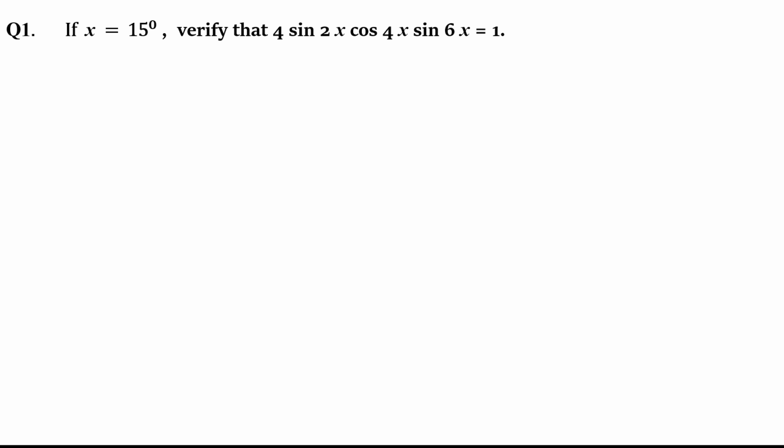Now in this question, one good thing is that I know the answer. Suppose it was asked to solve this 4 sine 2x cos 4x sine 6x, then I would have to solve and find the answer, because the answer is not known. But in verify I know my answer should be 1, because they have solved and given me the value. The value is 1. Now I have to prove that yes, it is 1.